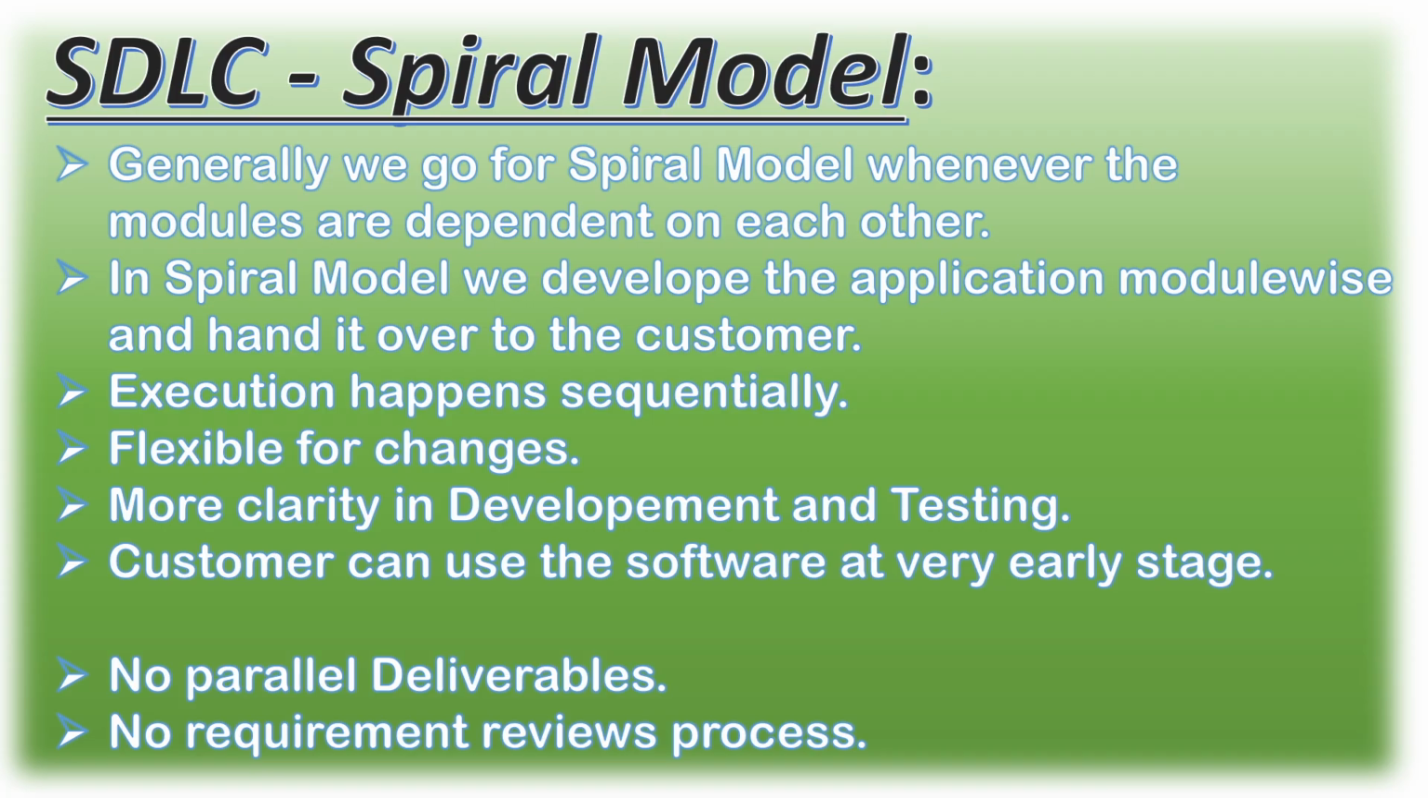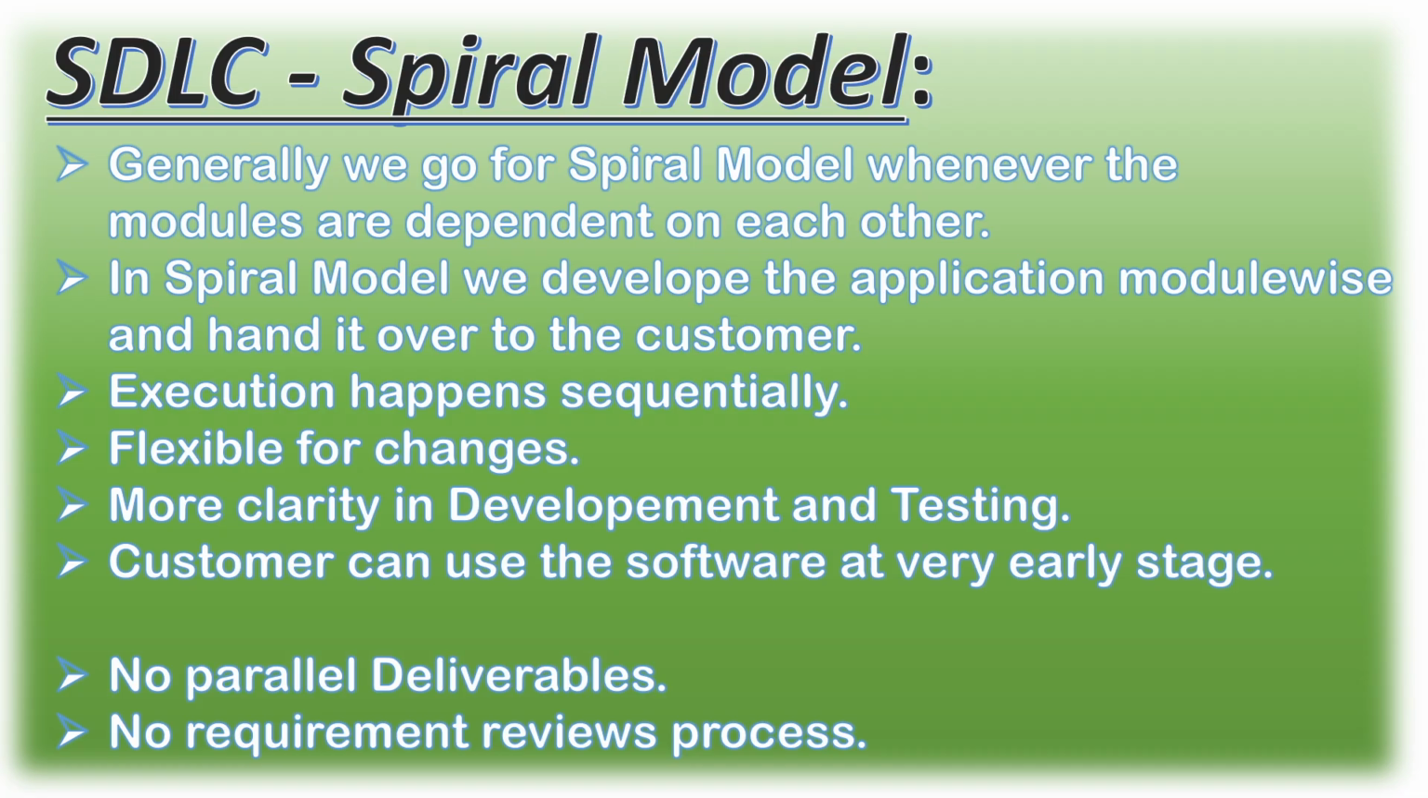Alright, so how can we do this application? We can go for spiral model. Why? Because these modules are dependent on each other. Alright, you can note down one point. In waterfall model, we used to fully complete the application in stable condition and hand it over to the customer. But in spiral model, we used to develop the application module wise and hand it over to the customer.